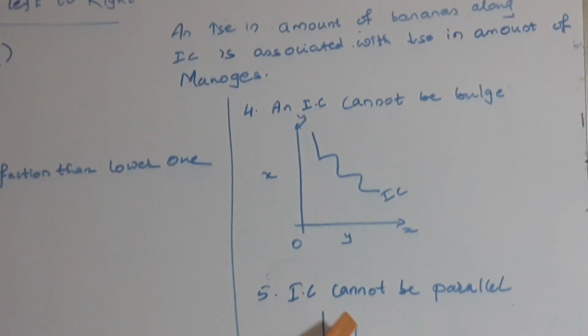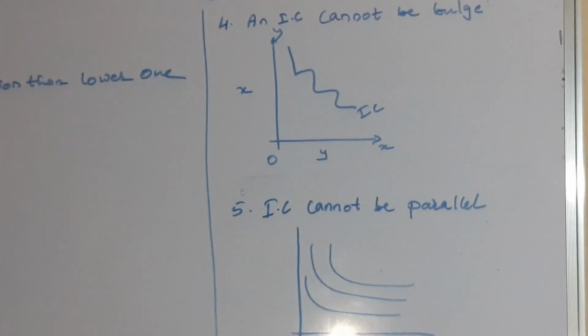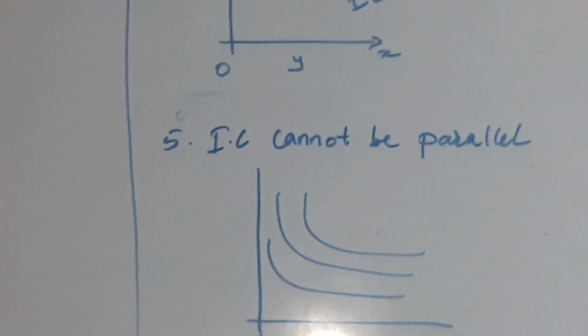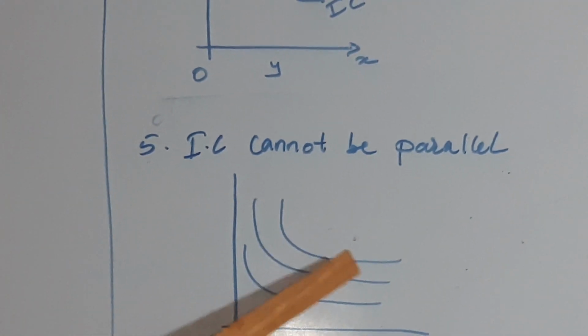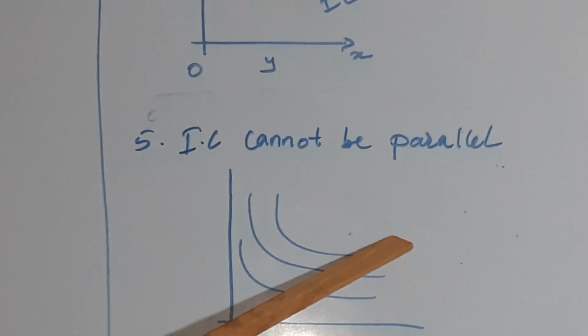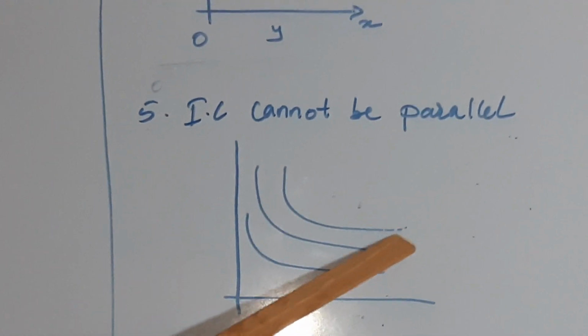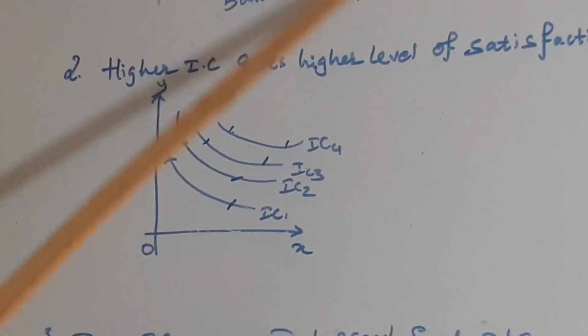The fifth one is that IC cannot be parallel. Here you can see the lines are parallel. It cannot be parallel. Parallel means what here? Again, the two ICs are the same. There is no difference between IC1 and IC2. So they cannot be parallel, but they should slope downwards like this. Okay? Thank you.